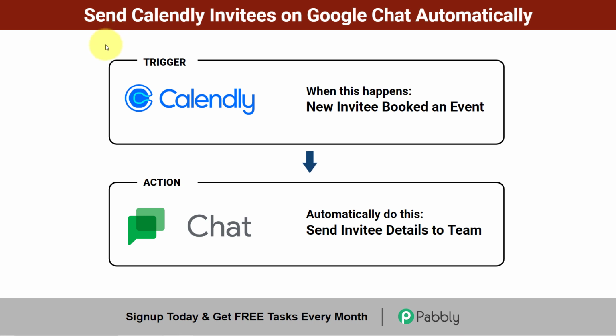In this video, I will show you how to send Calendly invitees on Google Chat with your team automatically. So assume that you have created an event in the calendar, and whenever any new invitee books your event, the details of that invitee will be shared automatically with your team so that your team members can easily follow up with those invitees. You do not have to manually share every single invitee's details with your team on Google Chat.